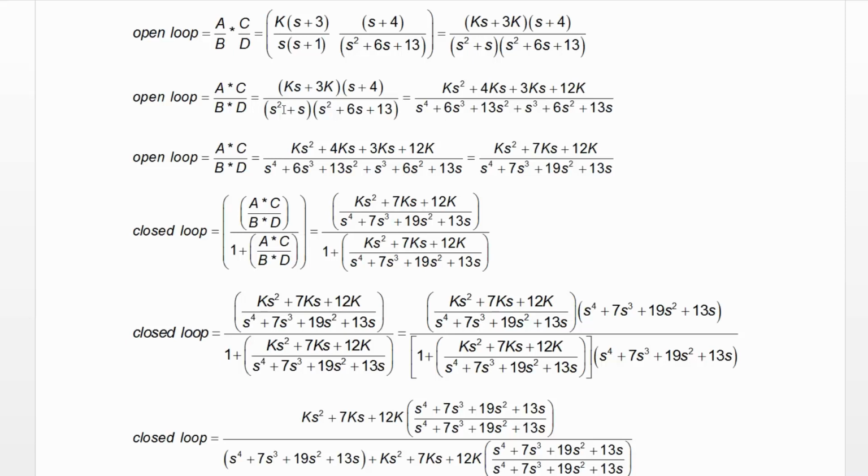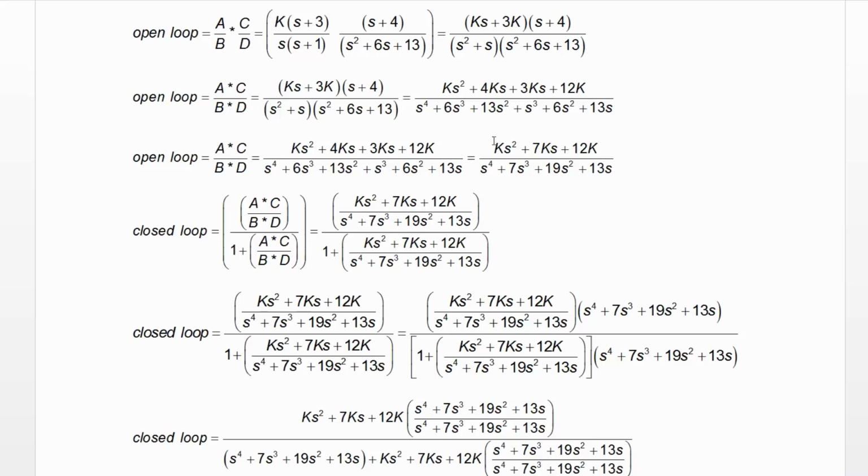Do the same thing at the bottom. S squared times S squared is S to the 4th. S squared times 6S is 6S cubed. S squared times 13 is 13S squared. Now you do the S and you multiply times everything in there. S times S squared is S to the 3rd. S times 6S is 6S squared. And S times 13 is 13S.